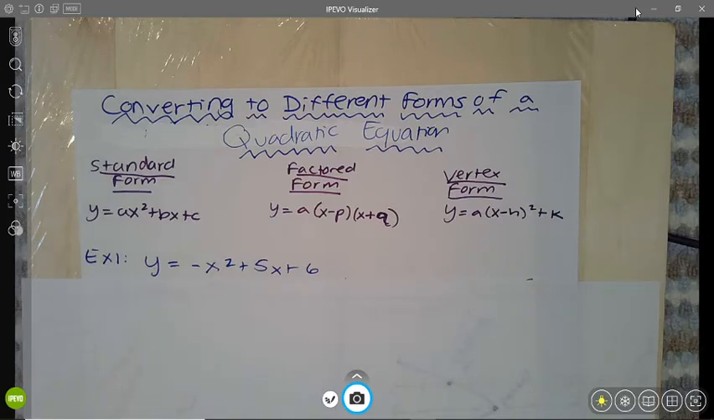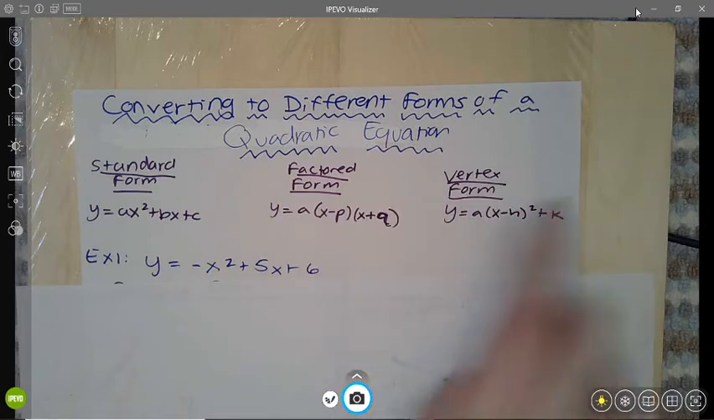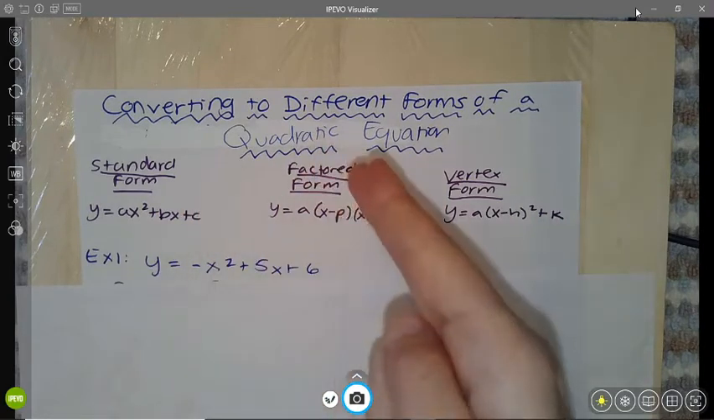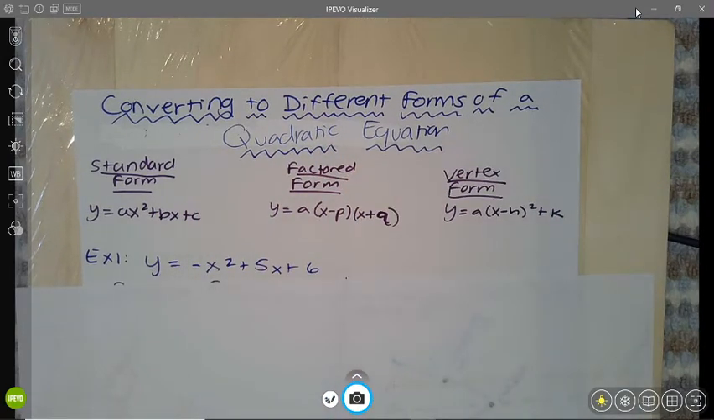So, first of all, I need to know which form we're starting with, so then I know which forms we need to convert it into. Okay, so which one of these forms does example 1 kind of look like? What would you say? Would you say it's standard form, factored form, or vertex form?